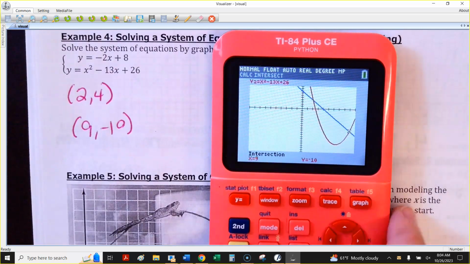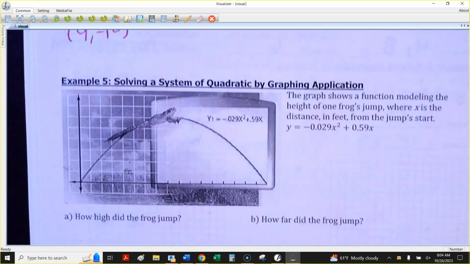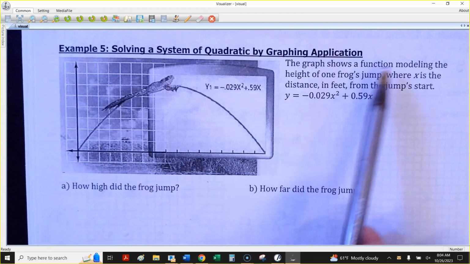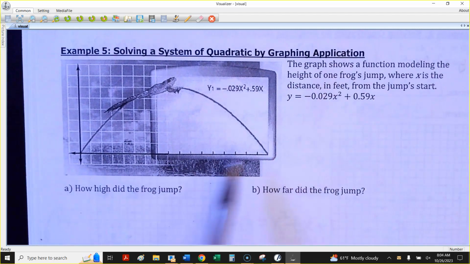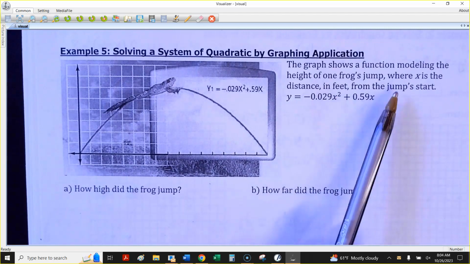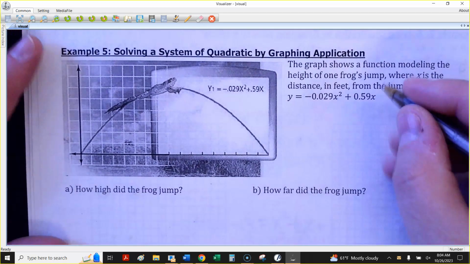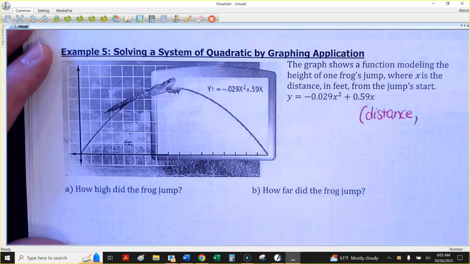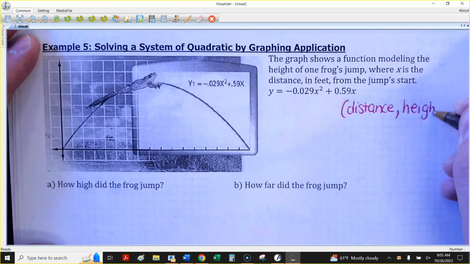Okay, now I have one more problem. And forgive the diagram, it's kind of goofy looking. All right, so this says graph shows a function modeling the height of one frog's jump. Here the x-axis across here is the distance in feet from the jump start. And y here is going to be the height. So if we find any coordinate points here, our x-coordinate is going to be the distance, and the y-coordinate is going to be the height.